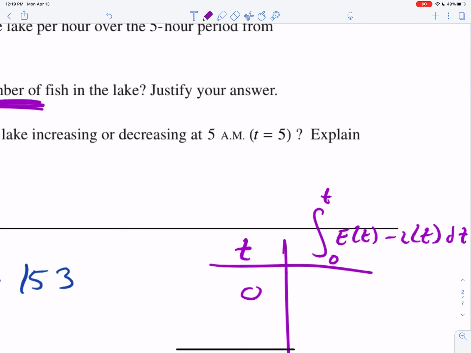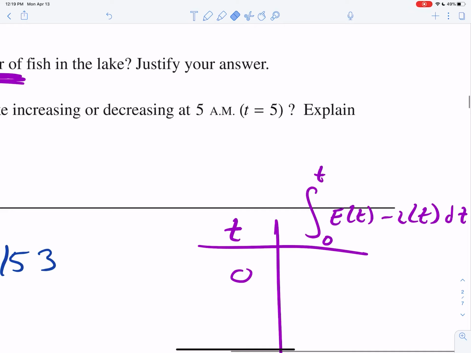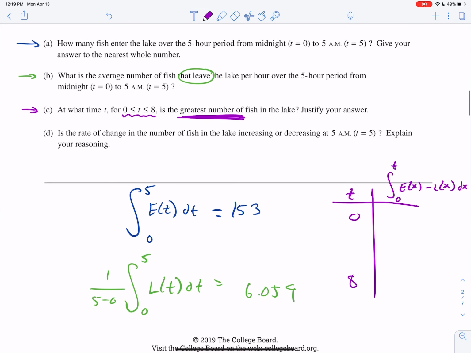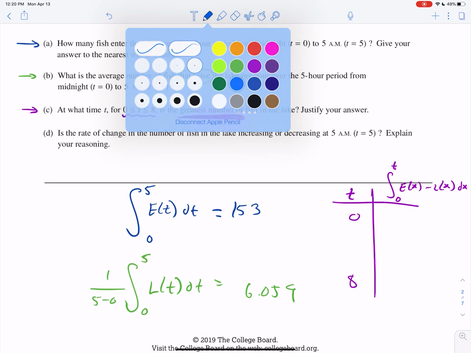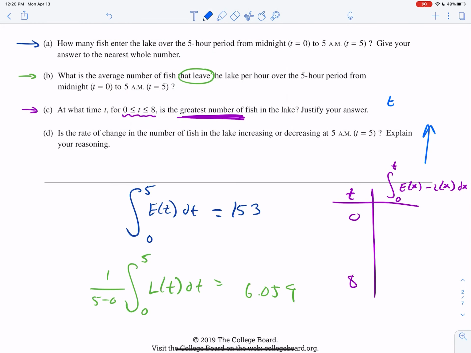Actually, to make this a little bit more accurate, I'll change these t's here to x's. It's just a dummy variable. So that represents the number of fish. Remember, an absolute max can occur at the endpoints or at a critical number. If you take the derivative of this integral here, you're just going to get E of t minus L of t. We set that derivative equal to 0.